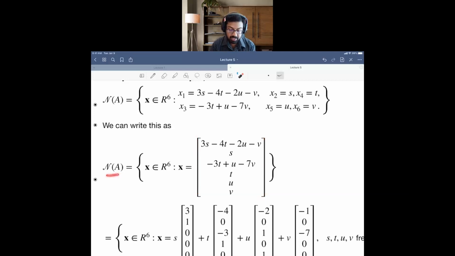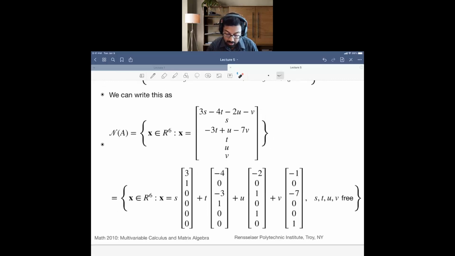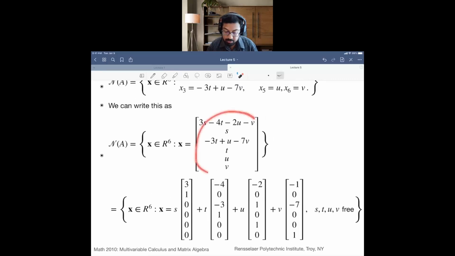So the null space of A is a set where x belongs to R to the 6, so that x equals this column vector. For any choice of s, t, u, v, you will get a solution. You will get a vector in the null space of A. Next, because I'm trying to go for a span, which means that I'm trying to express this as a linear combination of vectors, I can start separating out the s, t, u, and v.